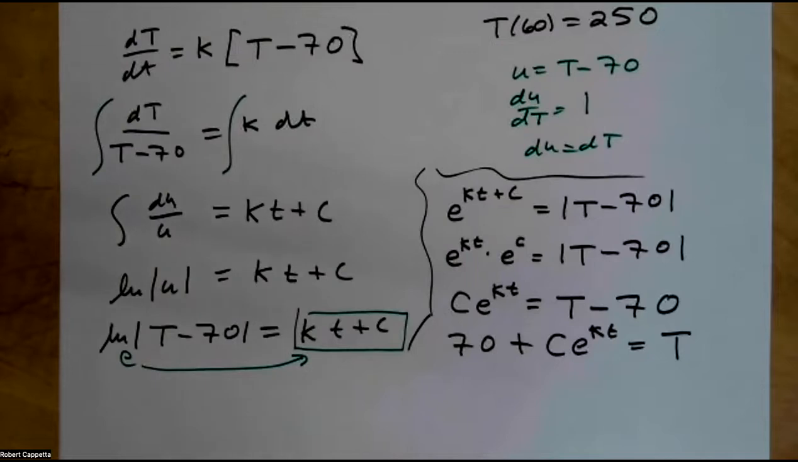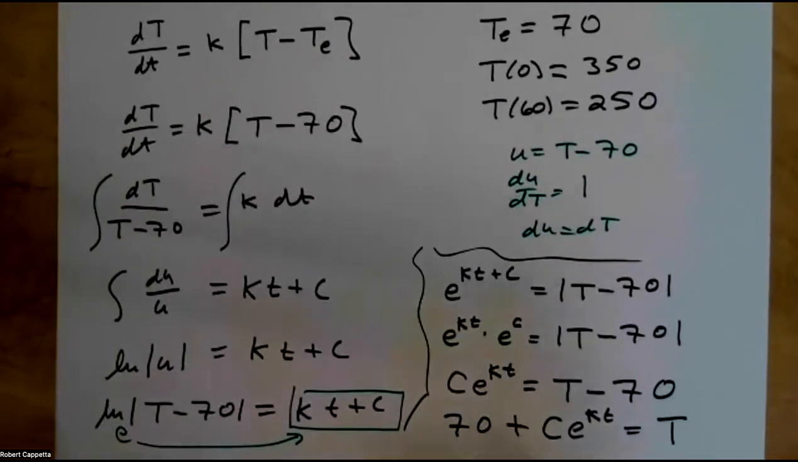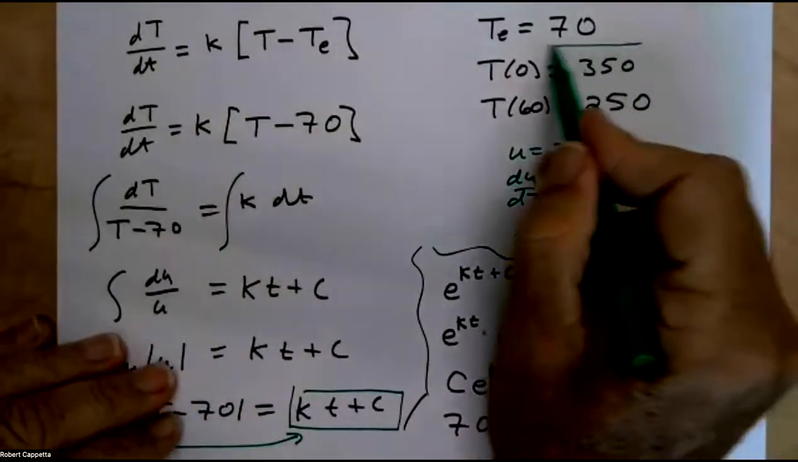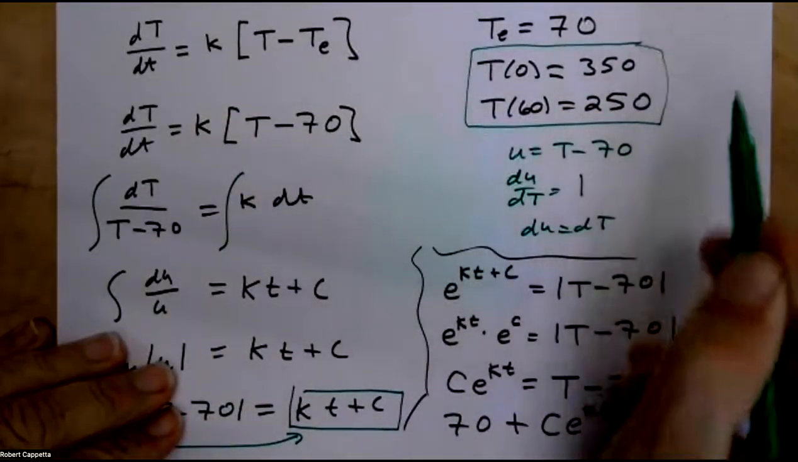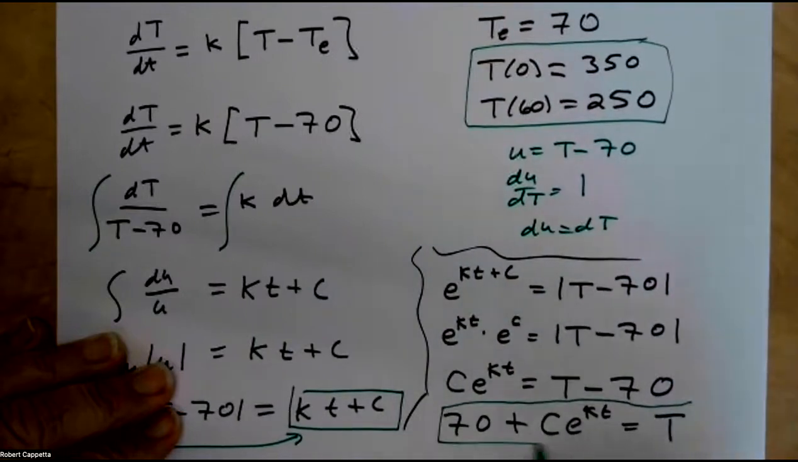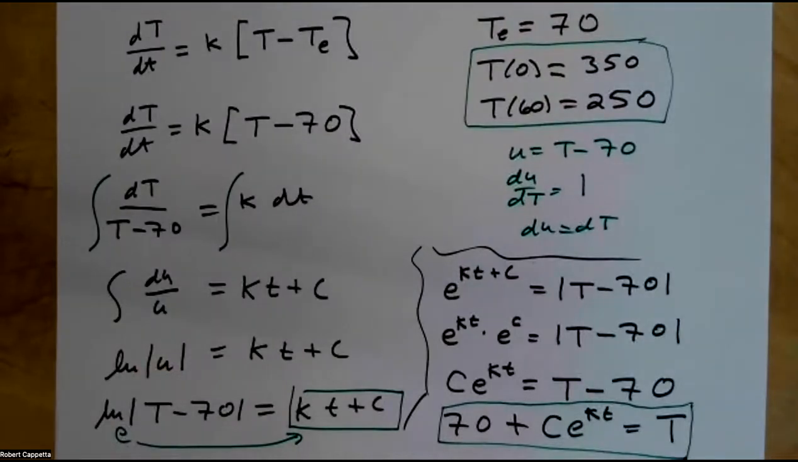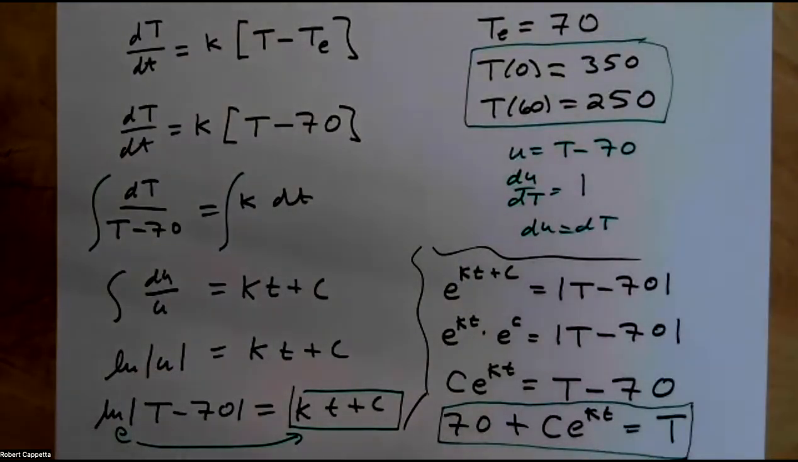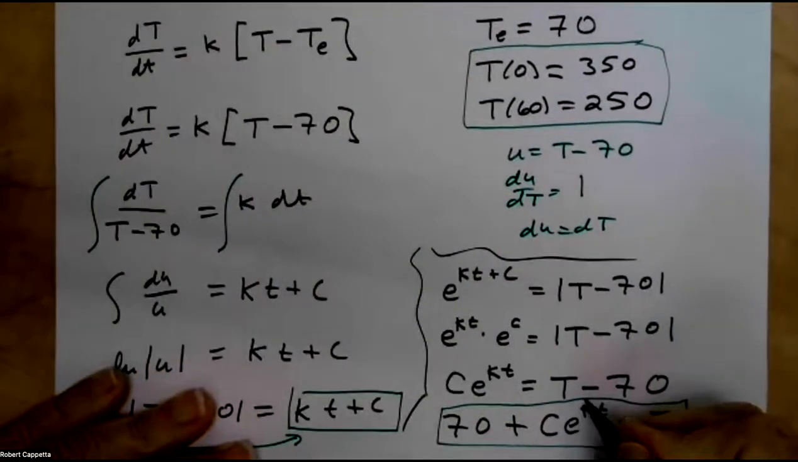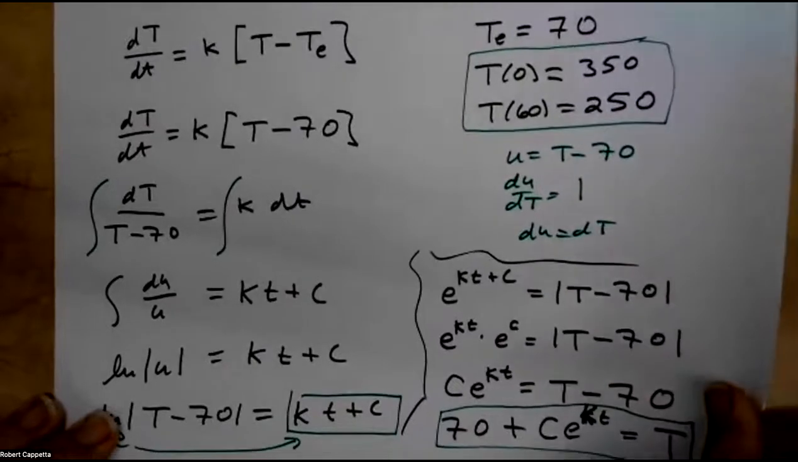So we're going to need that bit of information. And we're also going to need our initial information. Recall, we said that T of 0 was 350, T of 60 was 250. And here's my function T as a function of little t. Big T is a function of little t. I need to solve for these constants. I have a k here, and I have a C here. That's what we need to solve for. So let's work on that.